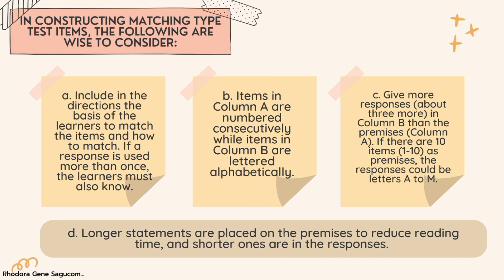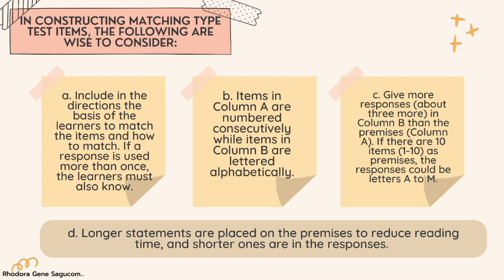Letter B, items in column A are numbered consecutively, while items in column B are lettered alphabetically. Letter C, give more responses, about 3 more in column B than the premises or the column A. If there are 10 items as premises, the responses could be letters A to M. So you should allow more options than descriptions. You can add statements in the response column that will serve as a distractor to help prevent students using a process of elimination to answer questions. But also, you can make the other options be used more than once. Just do not forget to indicate that in the directions.